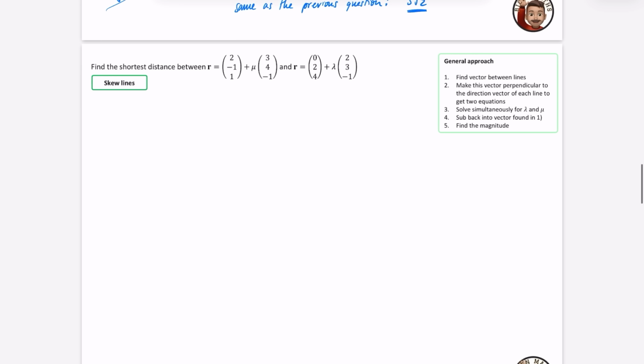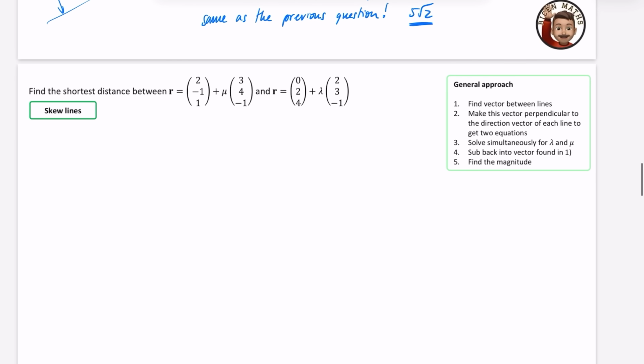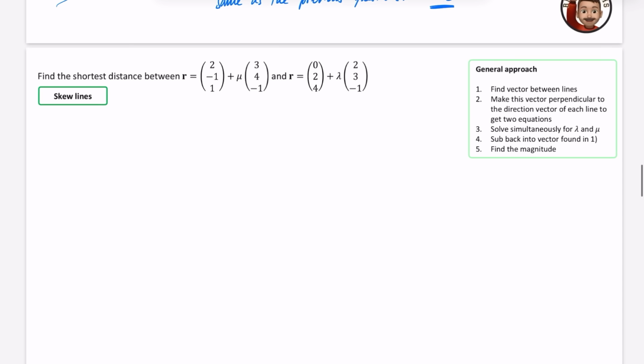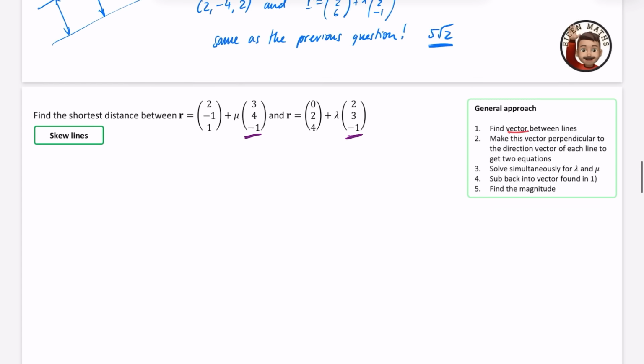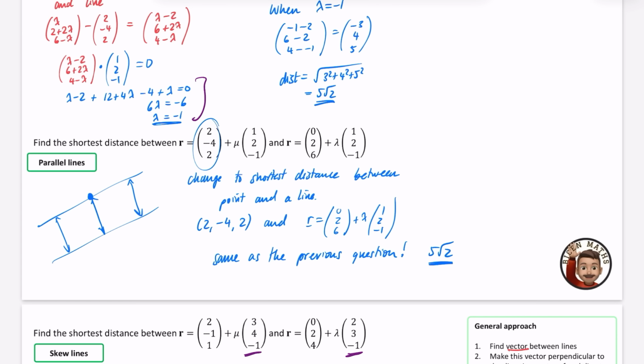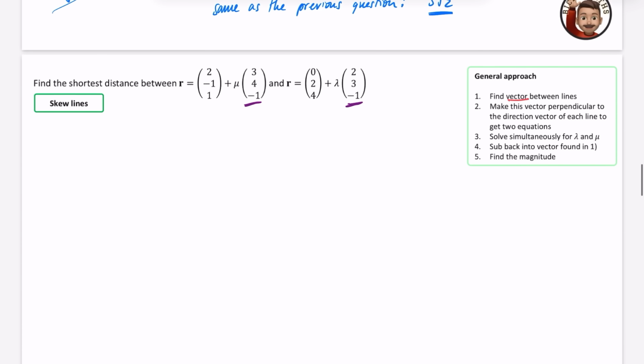Now here is one of the big ones, the shortest distance between two skew lines. It's very similar to the previous one. You find a vector between them, which was the thing that we kind of did in red. You then make it perpendicular to the direction vector of both of them, this one and this one that we've got here. You'll then get two equations. Here we only got one equation that was just to do with lambda. You're going to get two equations with lambda and mu. You solve them simultaneously for lambda and mu, you sub them back into this red vector, and you find the magnitude that goes with this.